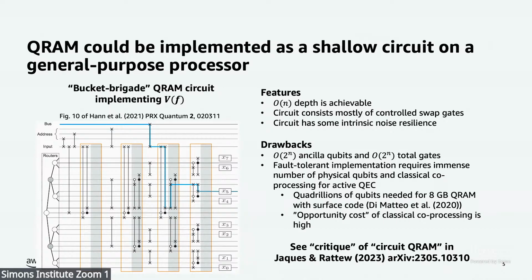And then I think an underappreciated point of this as well is that if you were to do this fault-tolerantly, you would need to also spend a lot of classical resources doing error correction on this immense number of ancillary qubits. And there's an opportunity cost of this. You could just apply that classical parallel processing power directly onto whatever computational problem you were trying to solve with your quantum computer. And this point is made very clearly in this critique of QRAM from 2023.